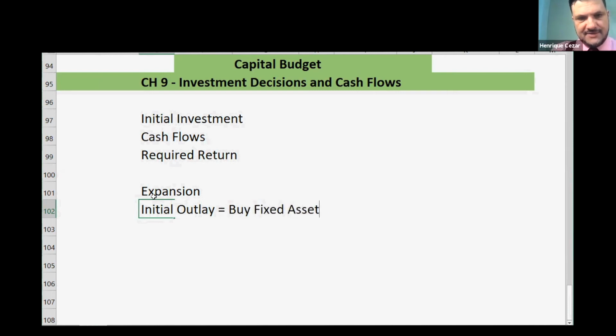And the fixed assets may include a building for the operations, machines, equipment, etc. You're going to need to buy fixed assets. Let's say you're going to spend $500,000 to buy those fixed assets. I'm going to put this as a negative 500,000. Okay, negative $500,000. Why negative? Because you're going to have to pay for it.